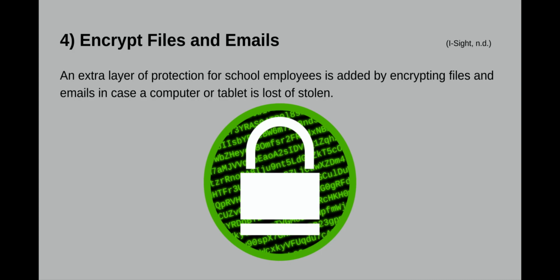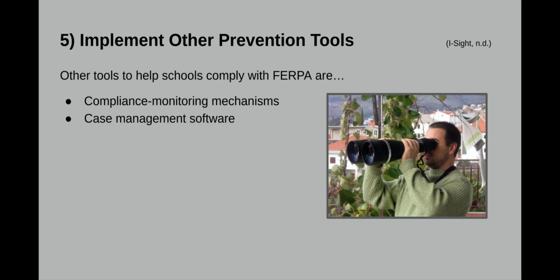A fourth thing that districts can do is to encrypt files and emails. This is just an extra layer of protection for school employees. That extra layer of protection can help just in case someone accidentally loses their Chromebook or tablet, or in other cases where it might be stolen. So that extra layer of protection would protect school employees and the school.